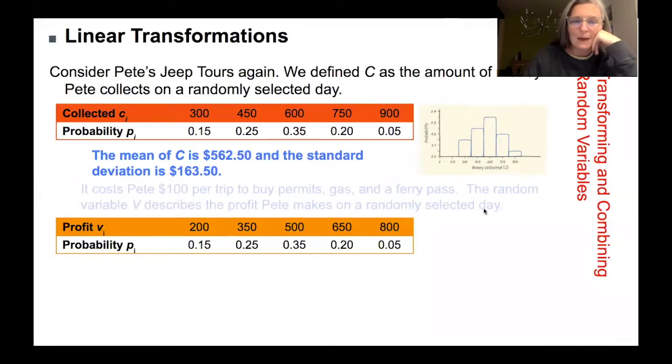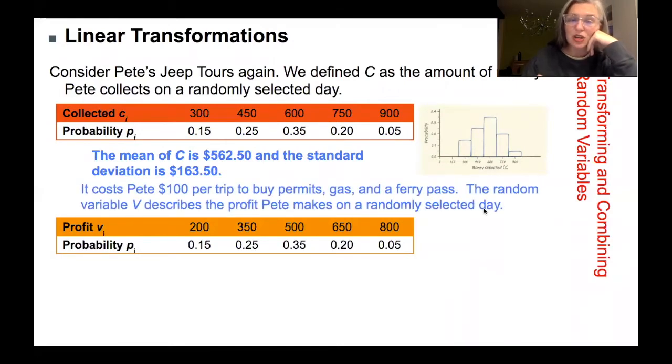But let's say that it's going to cost Pete $100 per trip to buy permits, gas, and a ferry pass. The random variable V is describing the profit he's going to make now. So there's a difference between how much money's coming in and how much I'm actually profiting from that, because we've got cost. So for every single person, it's going to cost him $100.